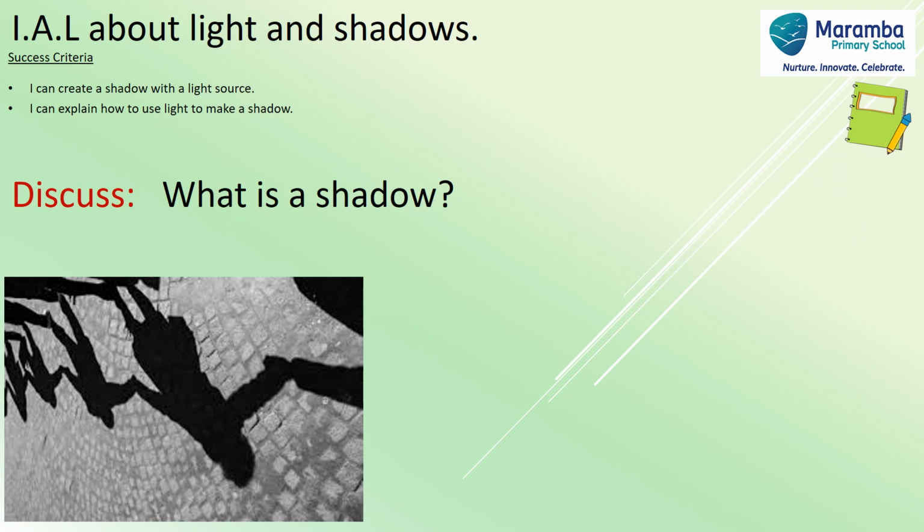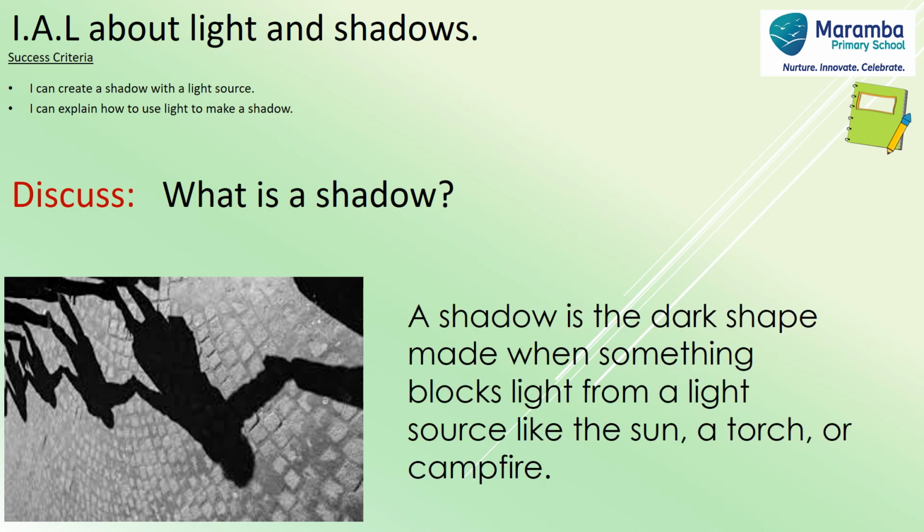So what is a shadow? We've all seen them, just like in this picture, when we're playing outside. So a shadow is the dark shape that is made when something blocks the light from a light source like the sun or a torch or even a campfire.